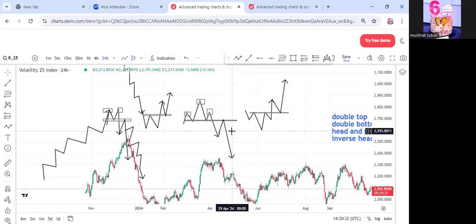Execute your sell or your buy at the retest of the neckline of the chart pattern. Right? I'm going to show you a live example. You are going to see how it works perfectly well, because it forms on almost every chart. Now, let's dive in and see the examples.